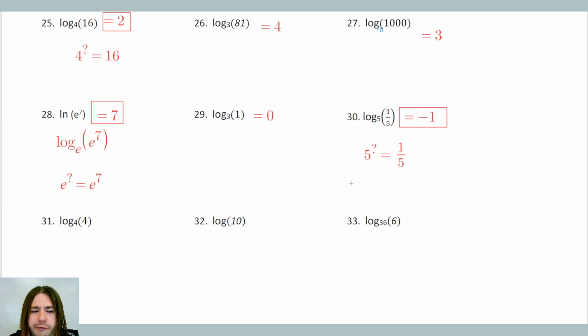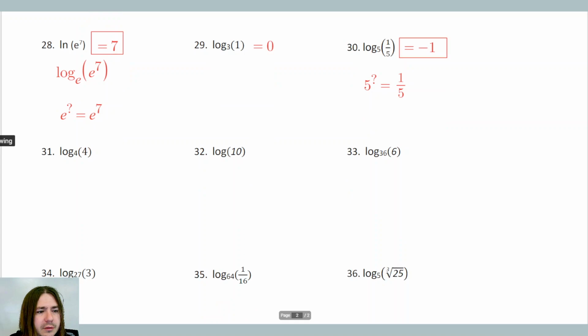Four to what power is 4? Well, anytime the base is equal to the power, then the exponent's just going to be 1. Anything to the first power is itself. So if you ever see these two numbers that are the same, then this logarithm is just going to be 1. Same thing's going on with number 32. It's just that the base is implied, right? When you just see log and no number in the subscript, it is implied to be 10, and 10 to the first power is 10.